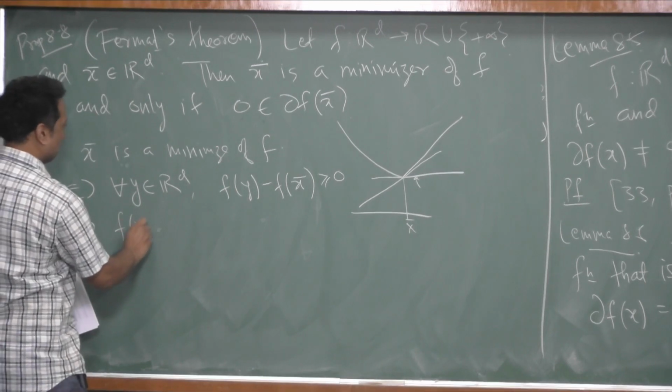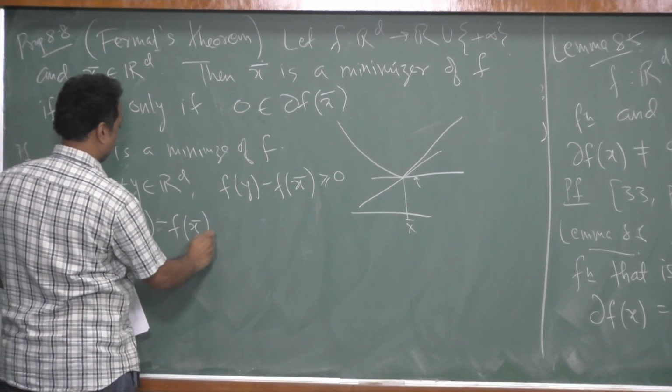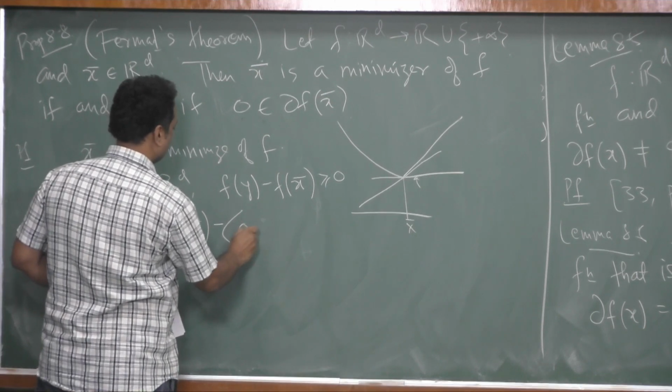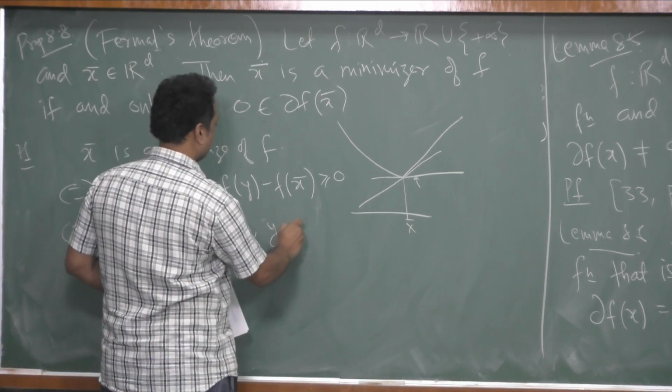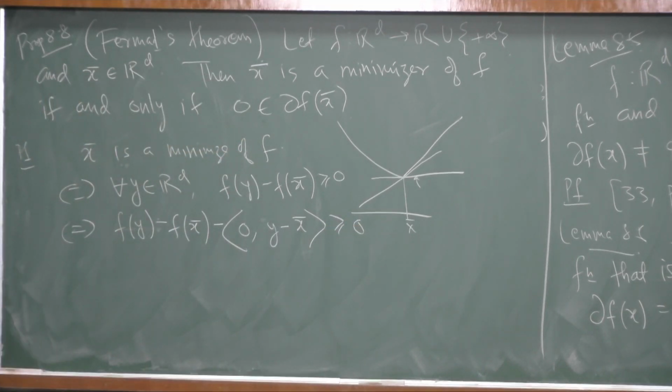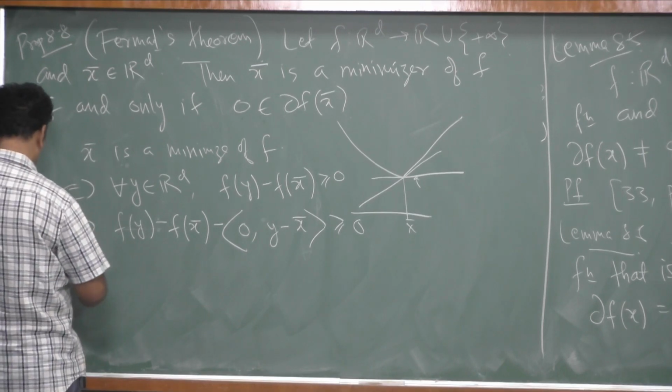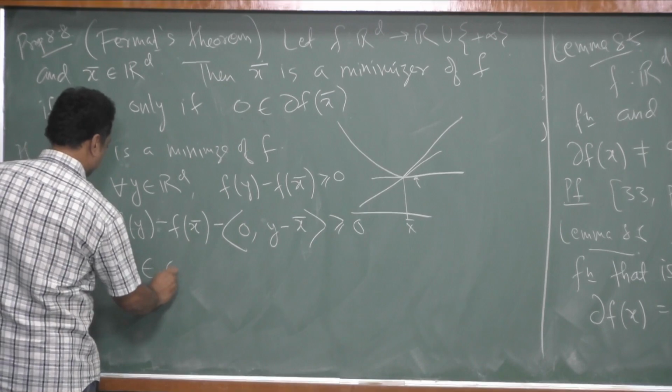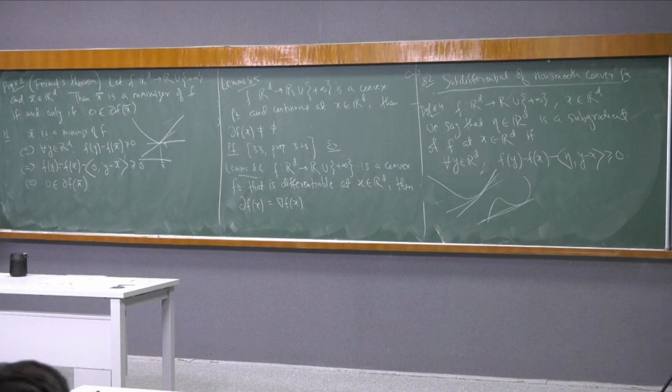So this is the same as minus eta 0, and then y minus x bar. And this is true for all y, so hence, according to the definition, 0 must be a subgradient at x bar. So this implies and is implied by 0 belongs to del f(x bar), and there is a slight mistake here, but it's fine. We have this.